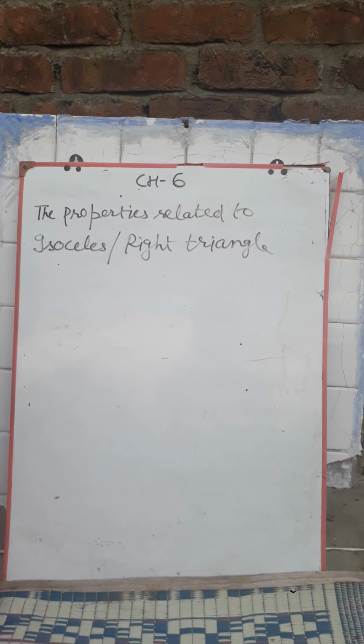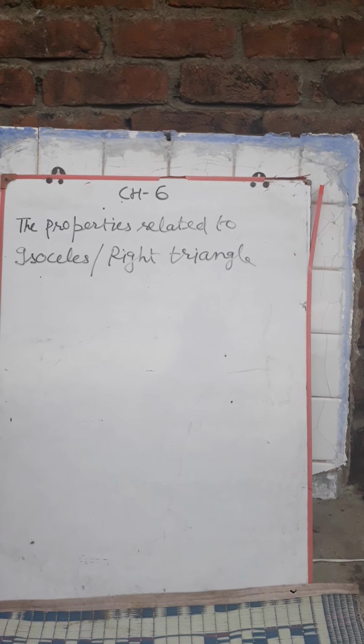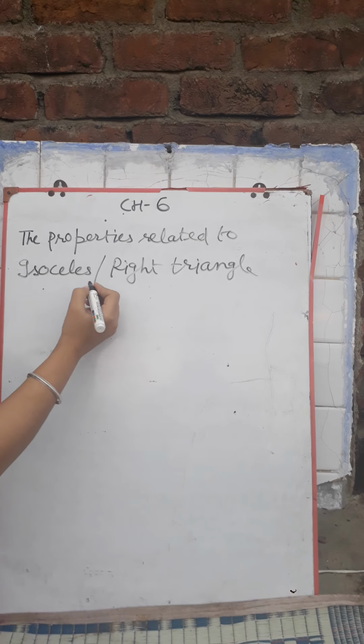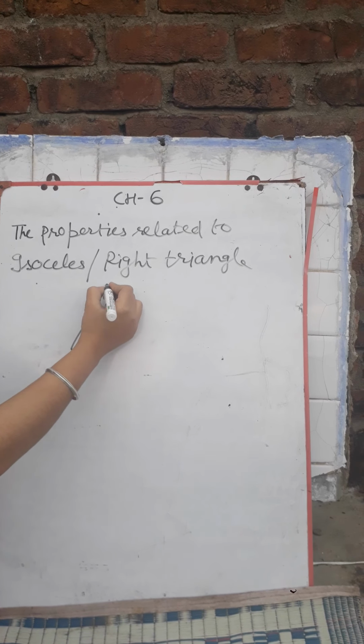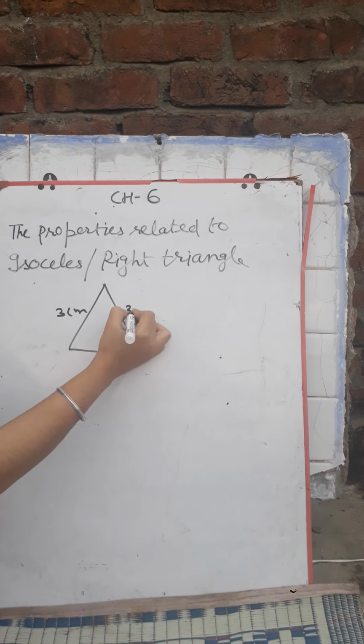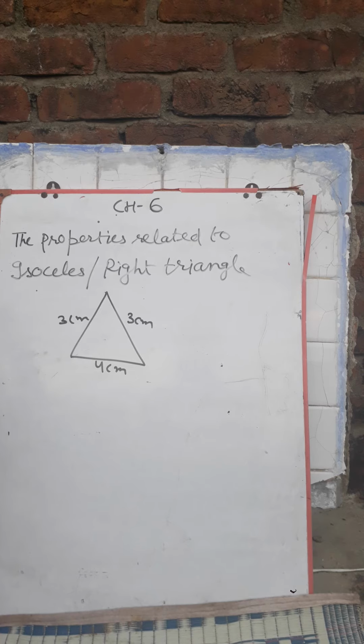First we take isosceles triangle. Isosceles triangle is that triangle in which two sides are equal. Suppose it is 3 centimeter, it is 3 centimeter and it is 4 centimeter. So we call it isosceles triangle.